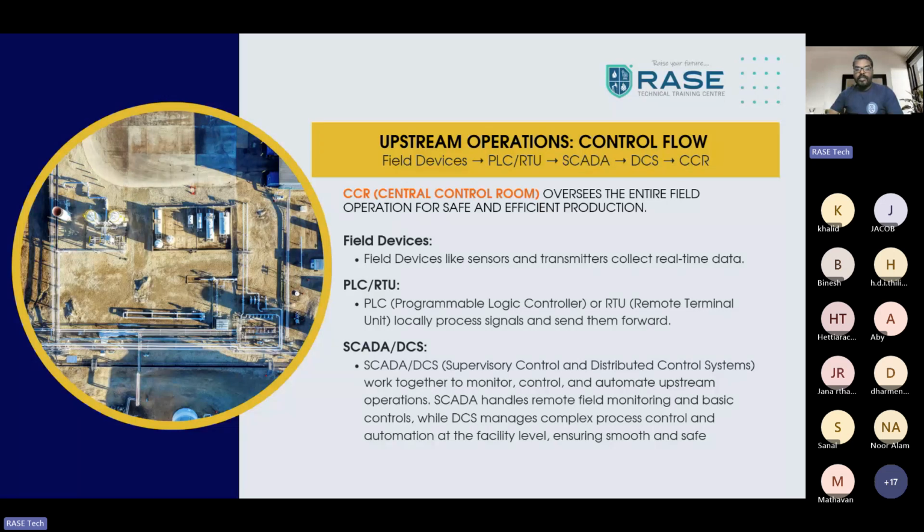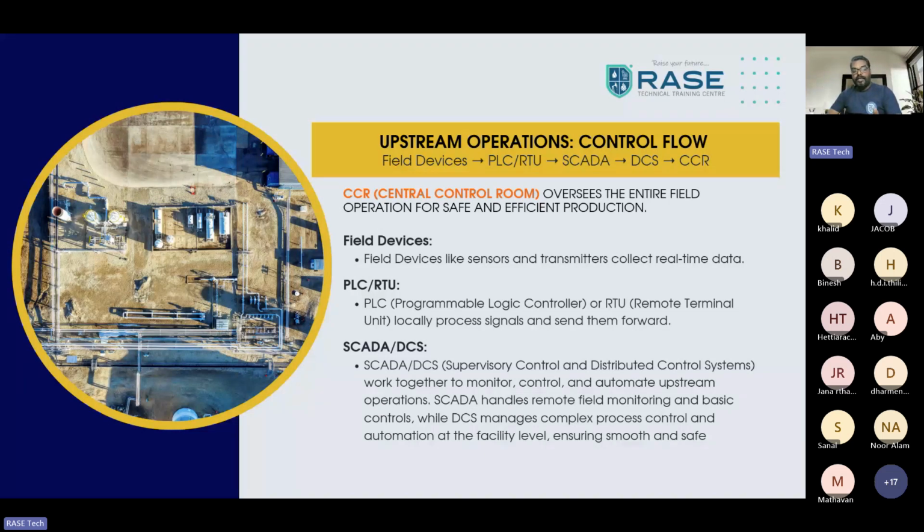On the importance of the DCS: the SCADA takes signals from the remote field monitoring base, everything you collect from the field, and gives it to the DCS. The DCS itself can manage complex processes. At a time, many different complex processes can be controlled with the automation system through SCADA. This is the control flow in the upstream operation.